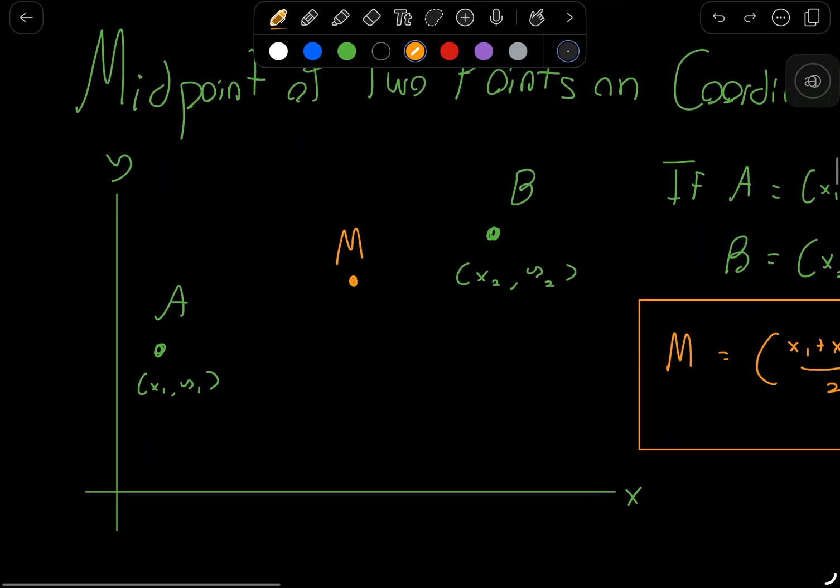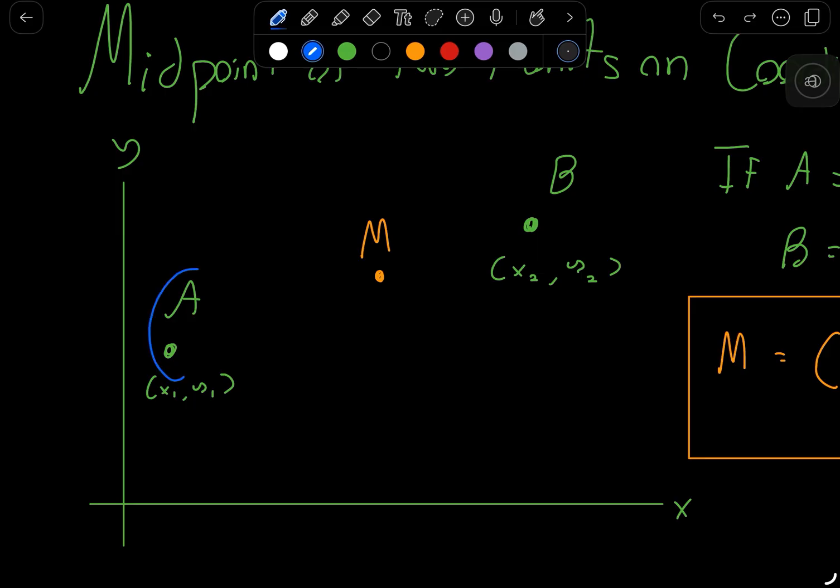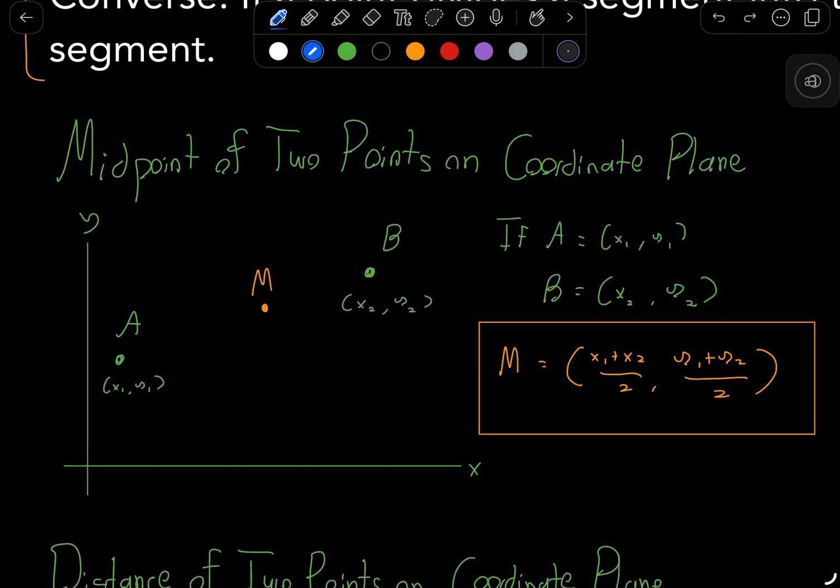Well, let's say you're given this scenario and you have points A and B, right? And the x and y coordinates for you are shown here, right? x1, y1 for A, and then x2, y2 for B. So how would you find the midpoint?